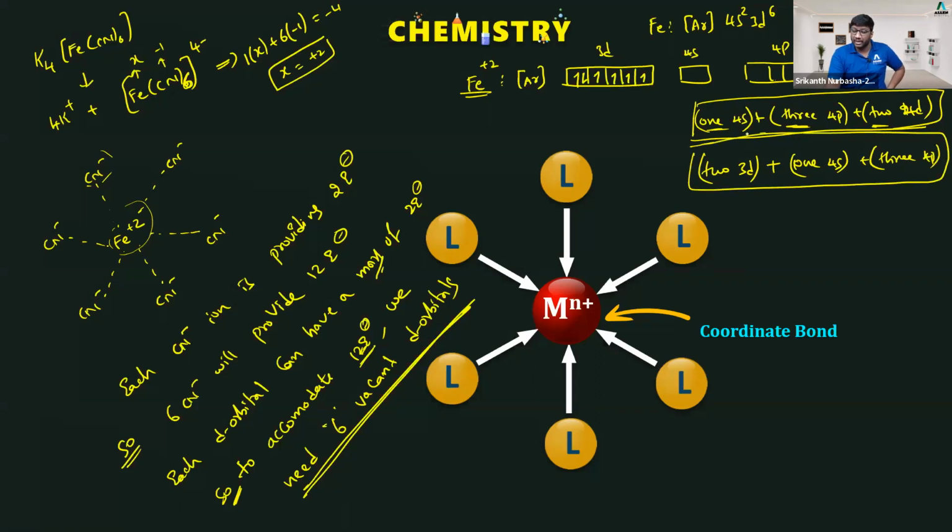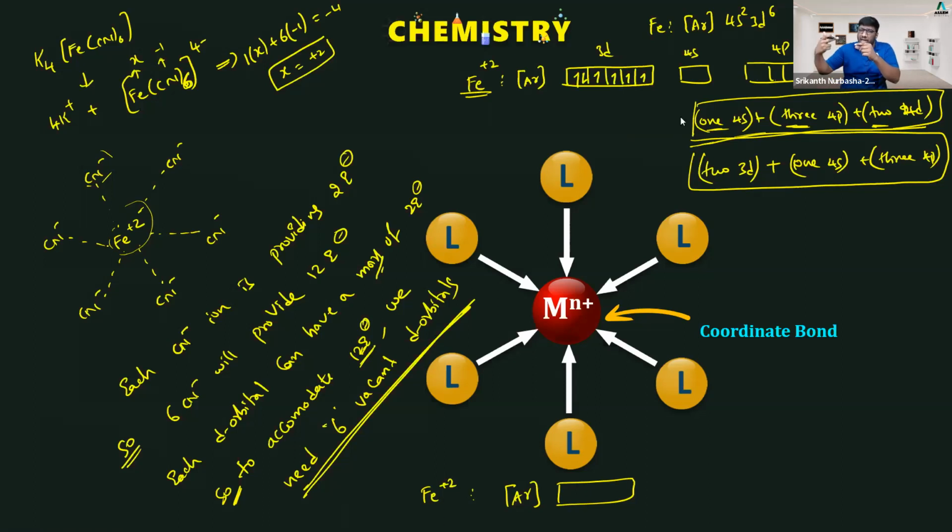Why is this set happening? This set will also happen. Why? Because we can have the Fe plus 2 electronic configuration as argon. Because cyanides are coming and donating their electrons, the inner d electrons of the Fe plus 2, that is the metal ion, are affected, since cyanides are coming, right?